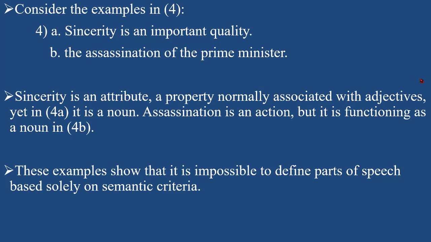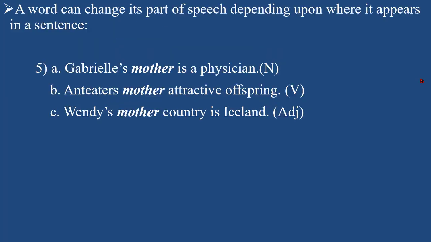So as you can see, this semantic criteria does not help in determining parts of speech. According to semantic criteria, sincerity should be an adjective, and assassination should be a verb because it's an action, but these two are nouns. So the examples show that it is impossible to define parts of speech based solely on semantic criteria.